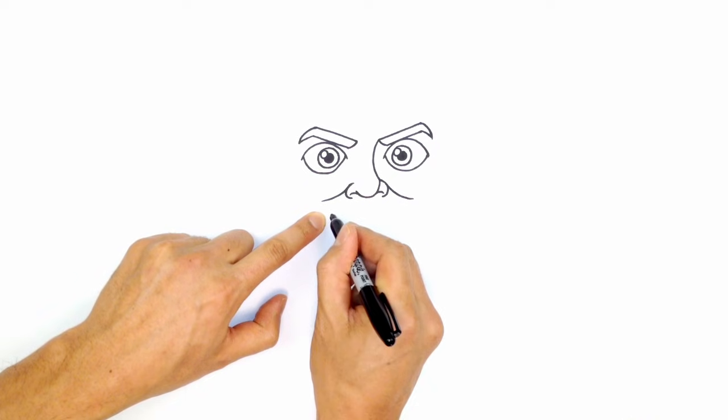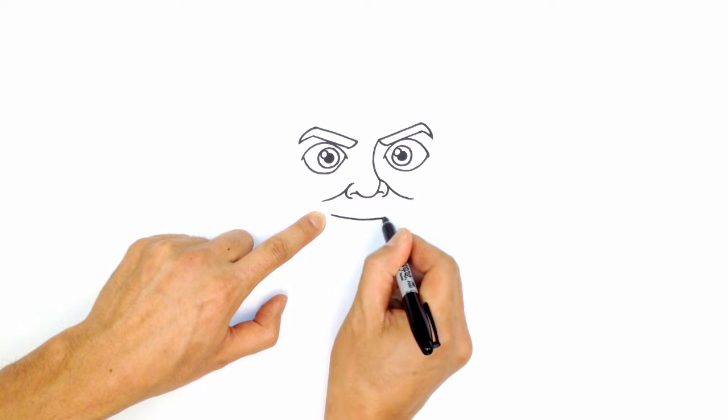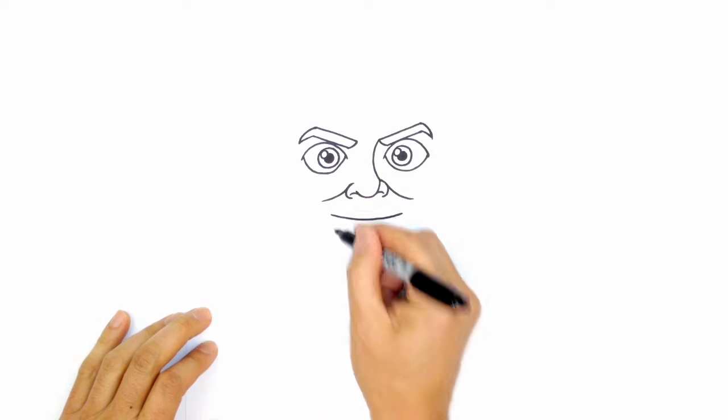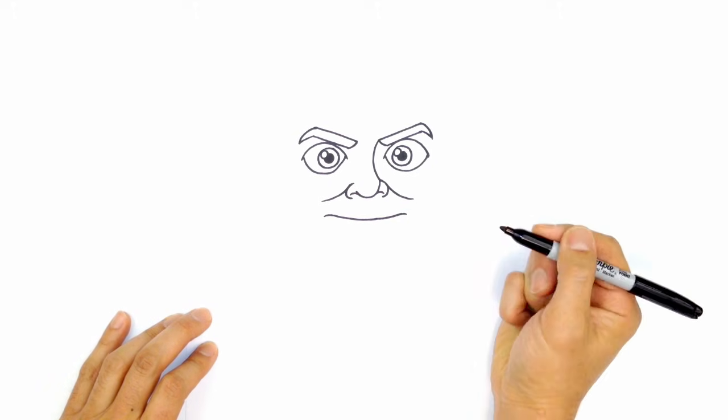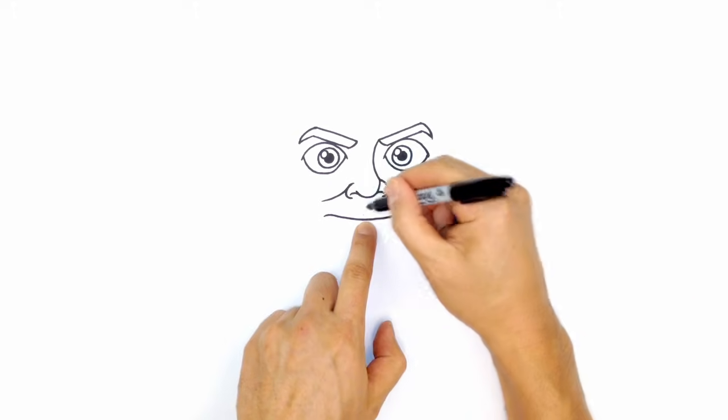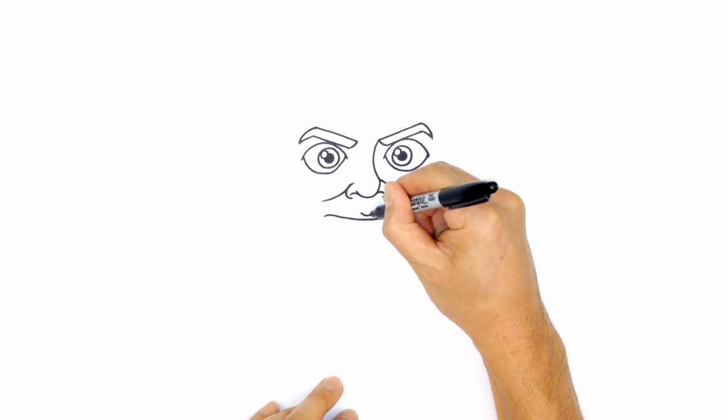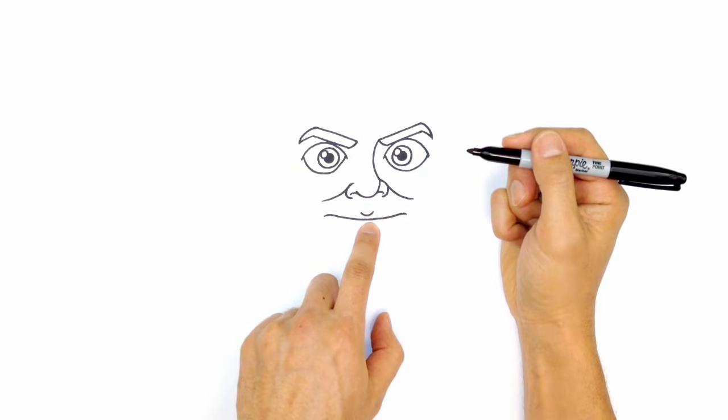So starting on the left, I'm going to curve down, then up on the right side, and on the ends we're just going to pull them down just a little bit. In the center of the mouth, we're going to draw a little U shape, that little divot just above the mouth.